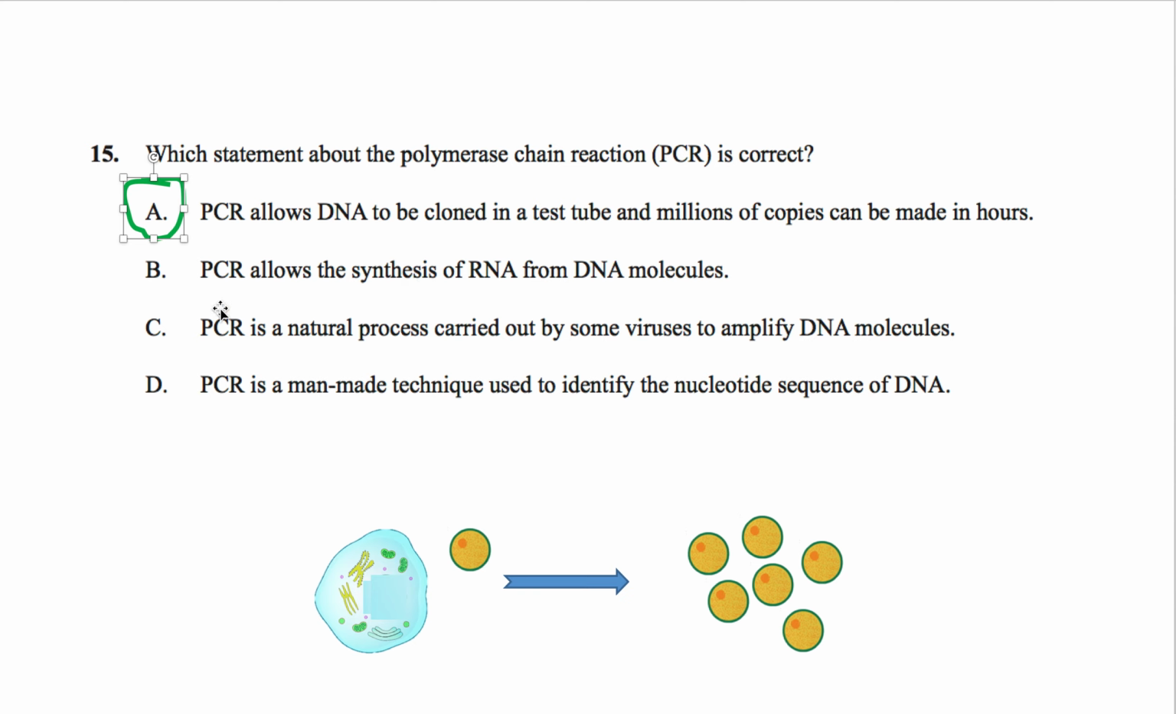Option C is saying PCR is a natural process carried out by some viruses to amplify DNA molecules. So, okay, this is incorrect because it's not a natural process. We build a machine to do it. It does it through a natural process because DNA replication is natural, but it's not natural by itself. We have to build it, and viruses don't do it. Viruses don't amplify these DNA molecules.